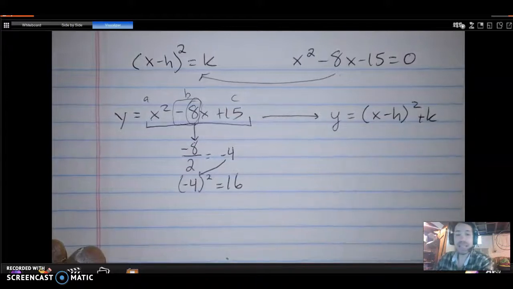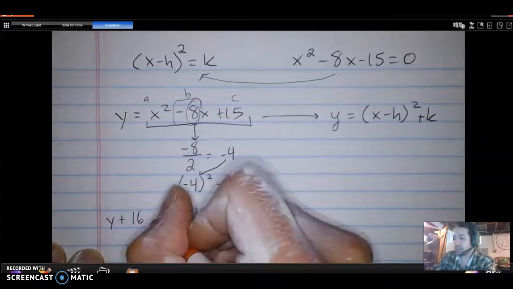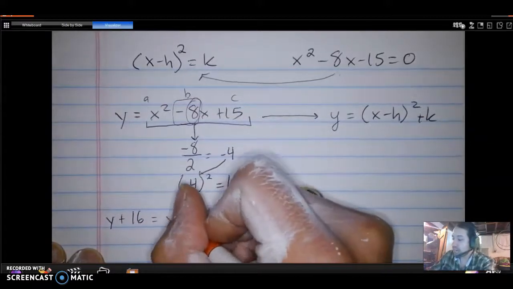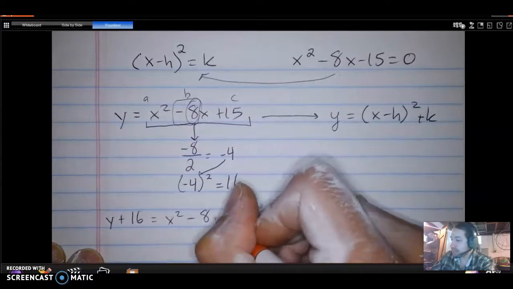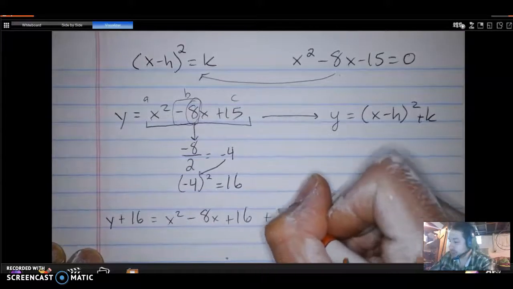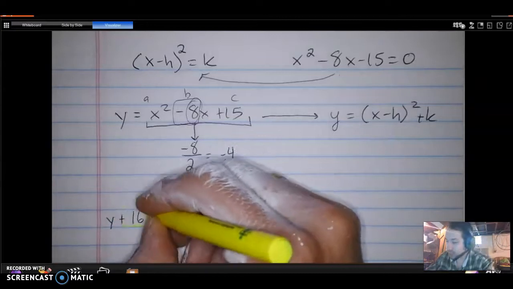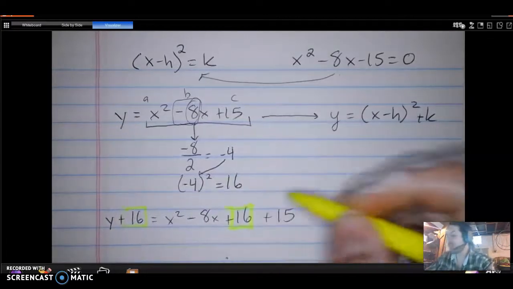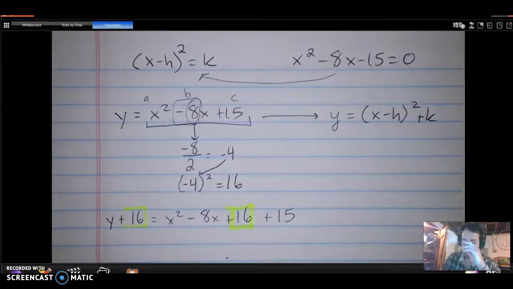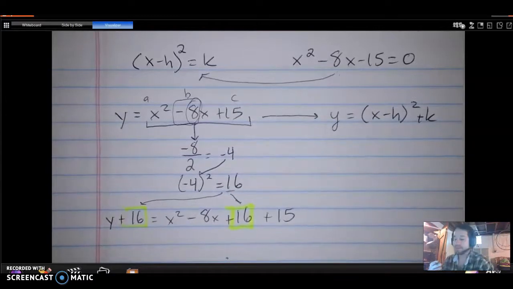We are going to add this number to both sides. y plus 16 is equal to x squared minus 8x plus 16 plus 15. Notice again, I add the 16 to both sides, very similar to what we did in the last video. Nothing new there. If you're adding it to one side, you have to add it to the other. And in fact, the way we find this number is exactly the same as we did before.